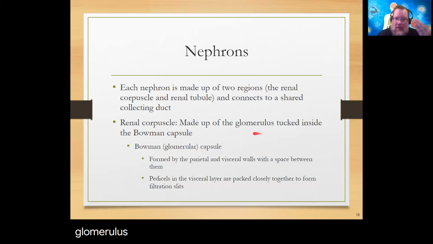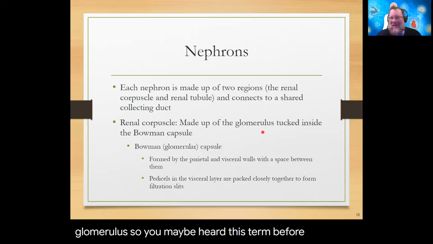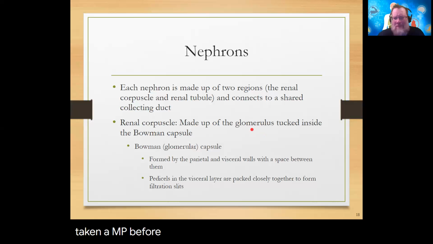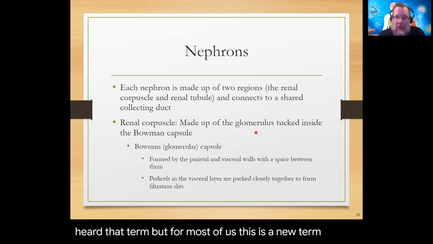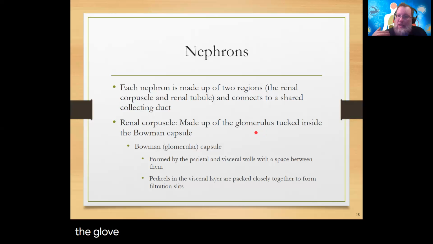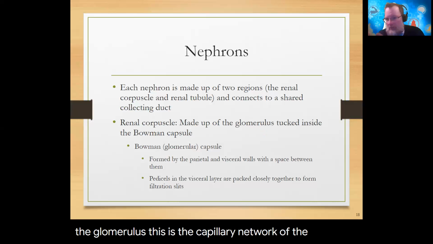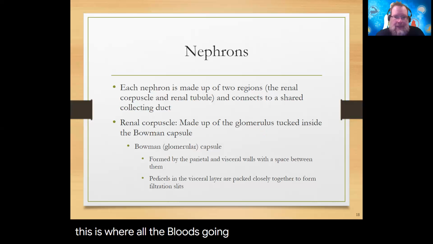So you've maybe heard this term before. If you've taken A&P before, or maybe a biology class, you might have heard that term. But for most of us, this is likely a new term. The glomerulus is the capillary network of the nephron. This is where all the blood's going. The glomerulus is going to be tucked in a capsule we call the glomerular capsule or Bowman capsule.